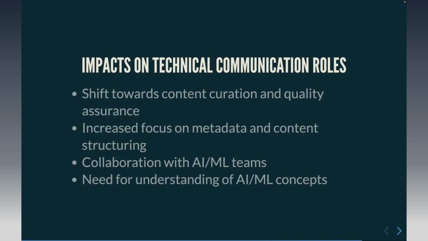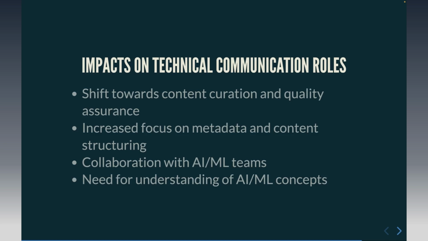As systems that incorporate RAG become more prevalent, the role of technical communicators will evolve, as it always has, and it always will. We'll likely see a shift toward content curation and quality assurance, ensuring that the information fed into RAG systems is accurate and up to date and high quality.